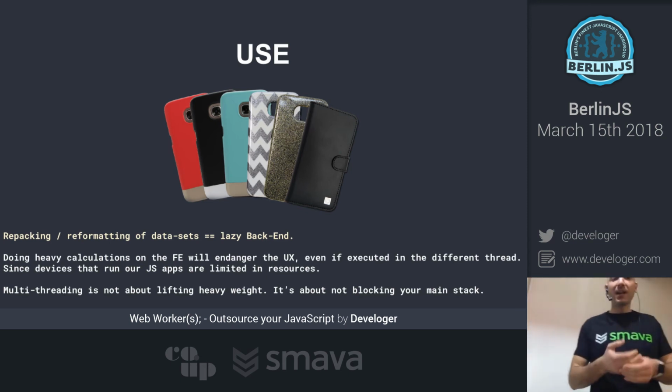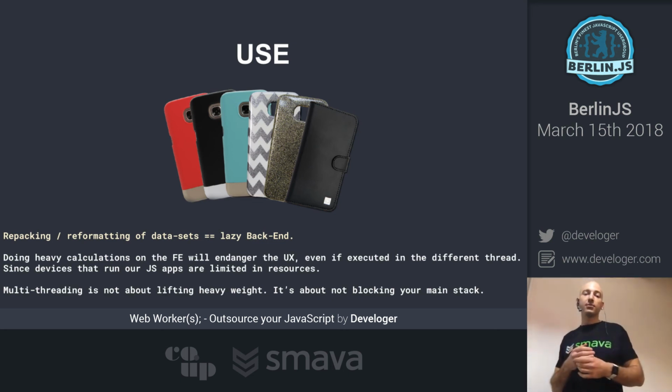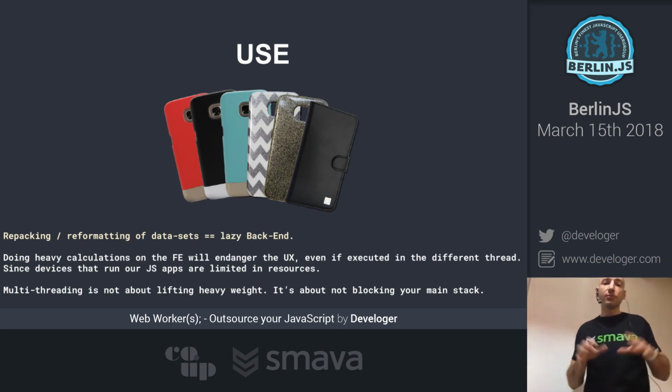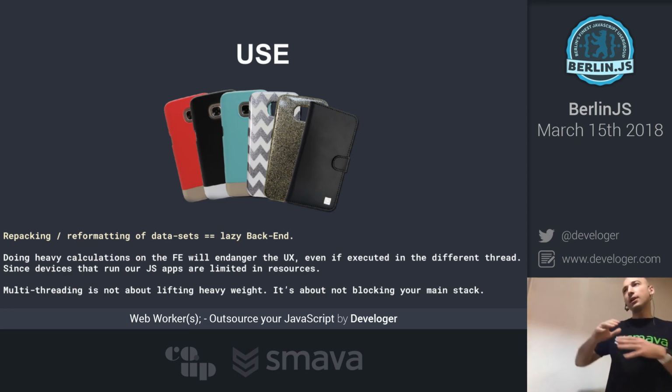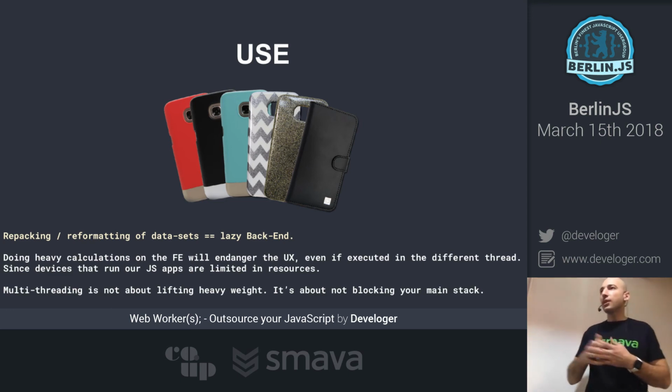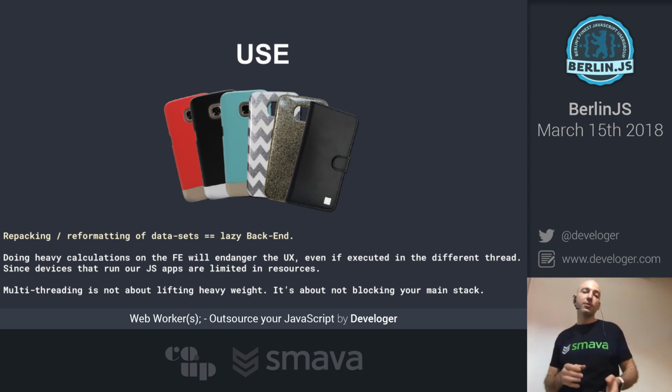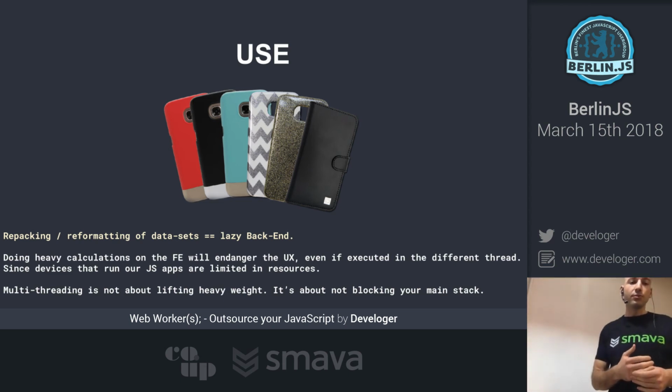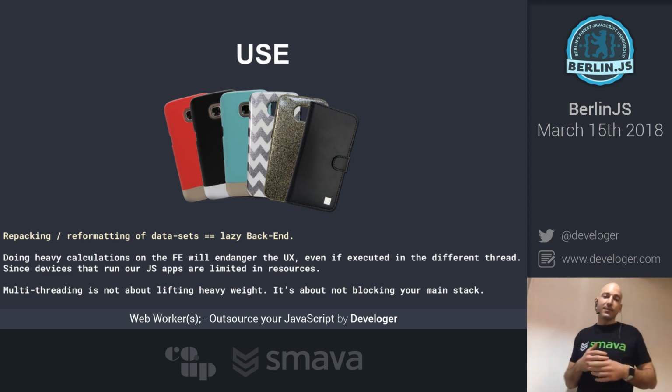So, repacking and reformatting of data sets should more or less always be done by the backend. So don't do it on the front end, please. Even if you elevate it to some application state, Redux, MobX, whatever, and then you do this heavy stuff within the worker, it's still horrible. You just should not do it. And like I said, it's going to affect your UX, which is very important.